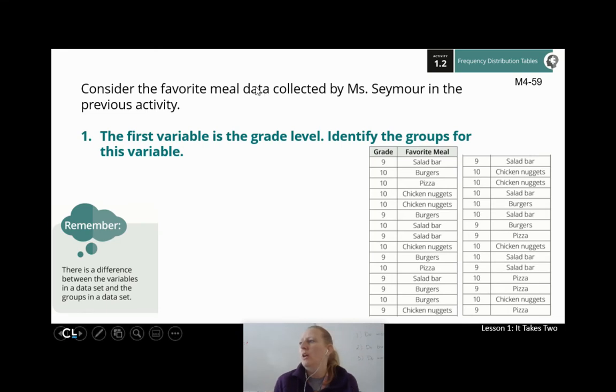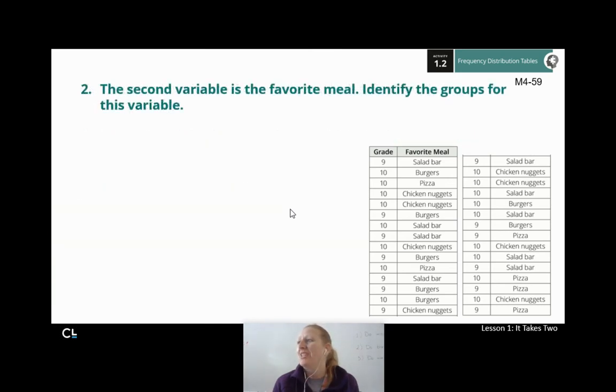So, of course, if our first variable is grade level, we're only dealing with 9th and 10th graders. So the groups are 9th grade and 10th grade. Our second variable is the favorite meal, right? So our first variable is the grade. Our second variable is the favorite meal. Can you write down our groups for favorite meal for this variable? Hit pause, write it down, hit play to check your work.